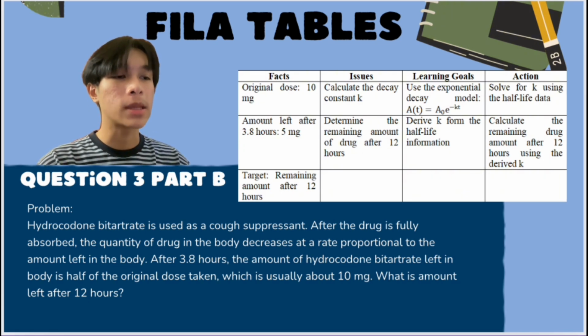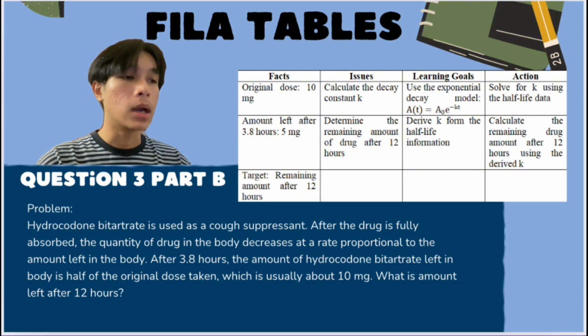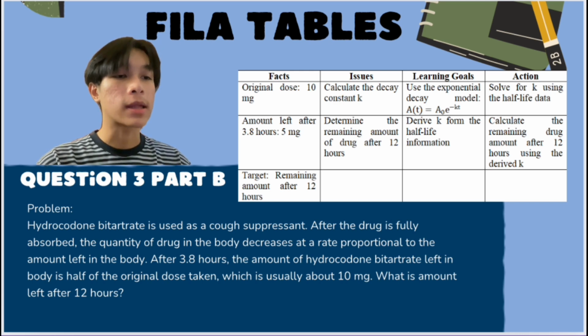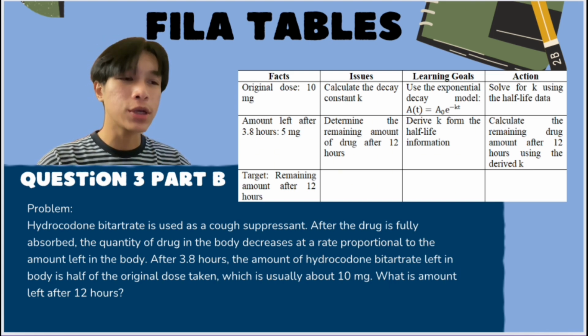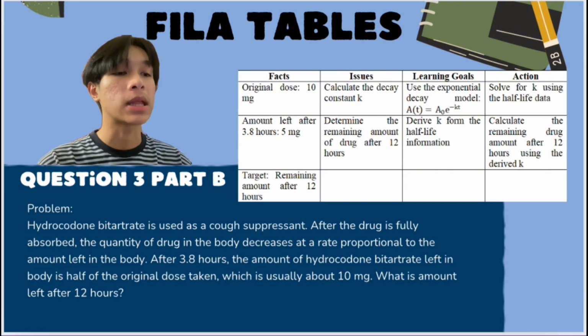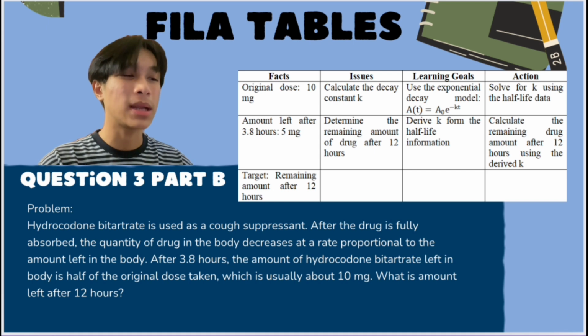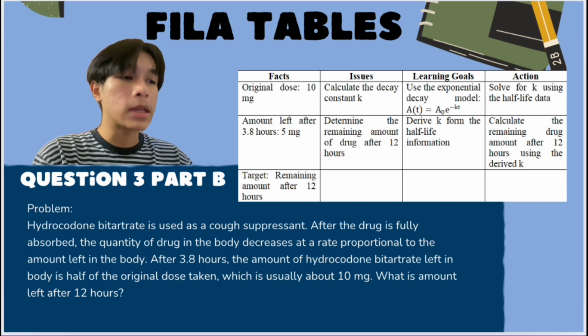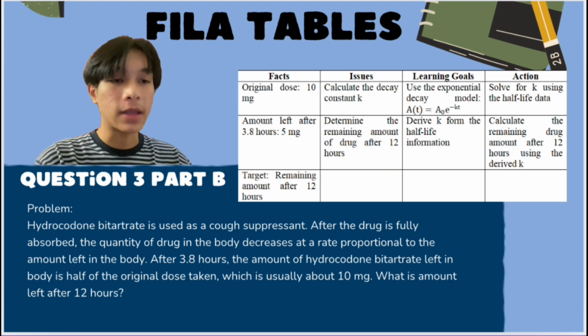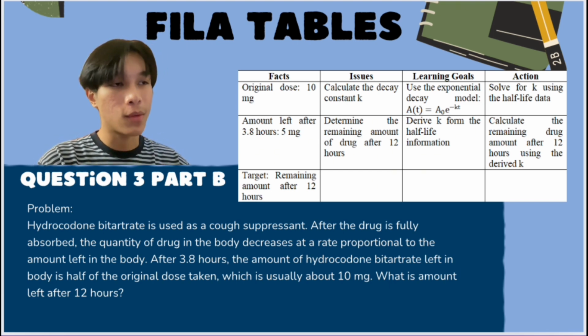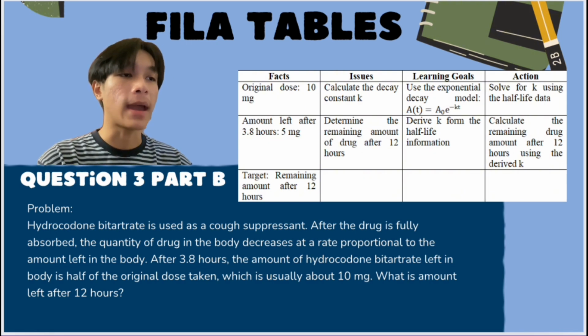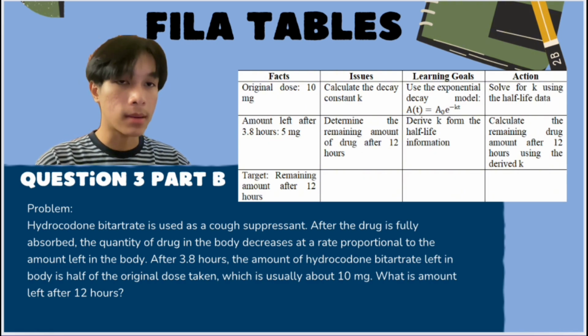Basically, the problem is about a cough supplement. After the drug is fully absorbed into the body, the quantity of the drug in the body decreases at a rate proportional to the amount left in the body. After 3.8 hours, the amount of hydrocodone, or the supplement, left in the body is half the original dose taken, which is usually 10 mg. So the problem is, what is the amount left in the body after 12 hours? In that table, you can see the facts: the original dose was 10 mg.